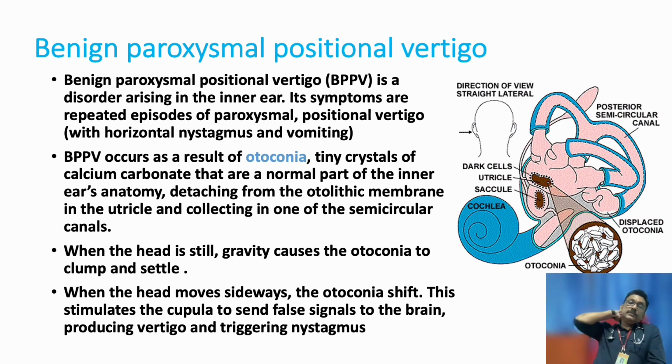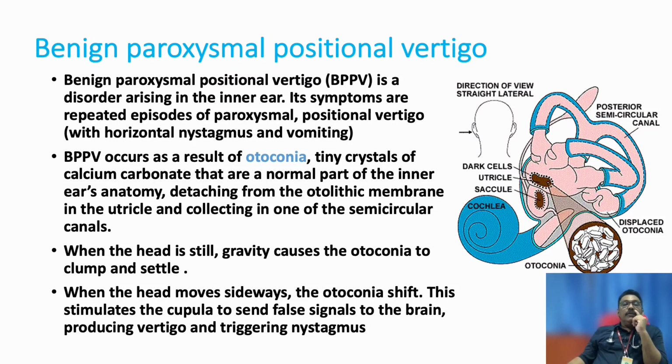Now, benign positional vertigo means whenever patient's position is changing, only in some positions patient can have nystagmus or vertigo. Like a patient who is having right-sided ear problem, only when the patient is lying down towards the right side or bending the head towards right side, patient can have nystagmus, vertigo and vomiting and all. So that is positional nystagmus, and it occurs suddenly. That's why it is called paroxysmal.